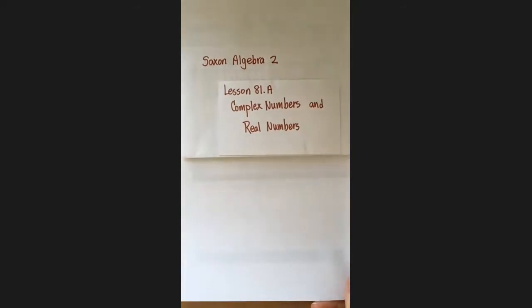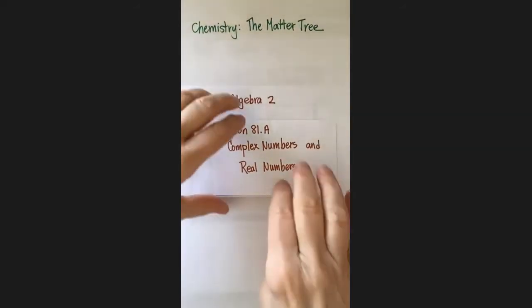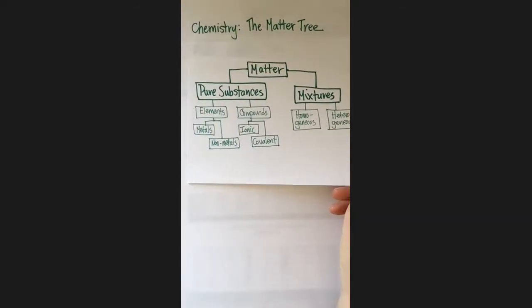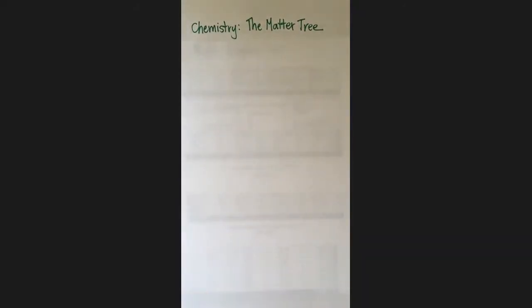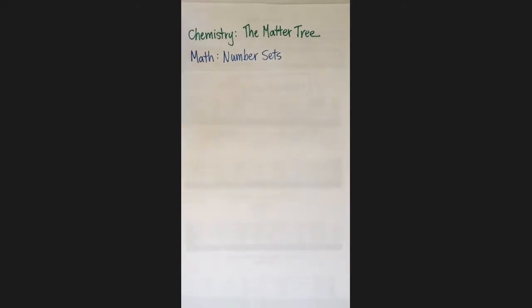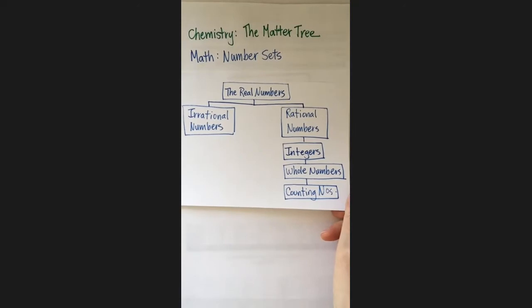Now, in chemistry, we use the matter tree to organize the types of matter that we find in the world. Probably remember seeing something like that. However, in math, we talk about number sets. And you probably remember seeing something like that in your Algebra 1 book.